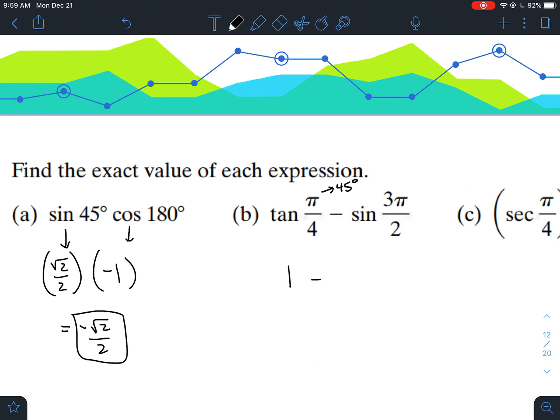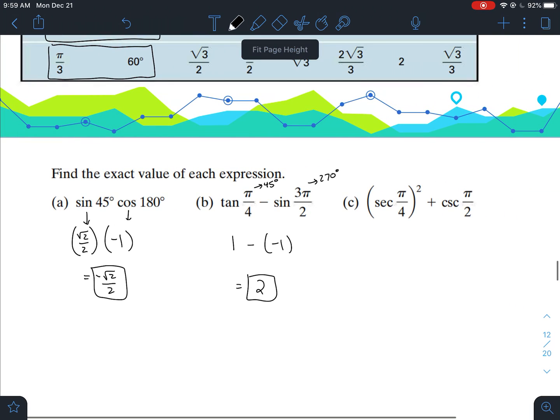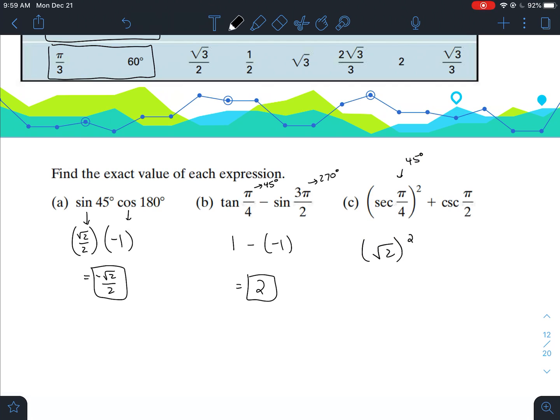And then again, the tangent at pi over 4, well, pi over 4 is the same thing as 45 degrees. So the tangent at 45 degrees is 1. And then minus the sine at 3 pi over 2. Well, 3 pi over 2 is 270. And the sine at 3 pi over 2 is -1. So it's 1 minus -1, which is 2.